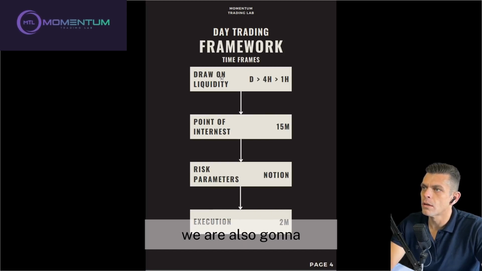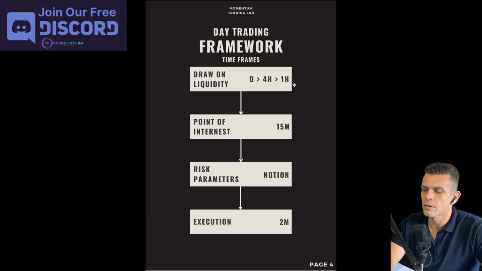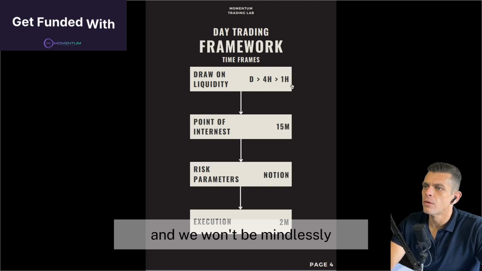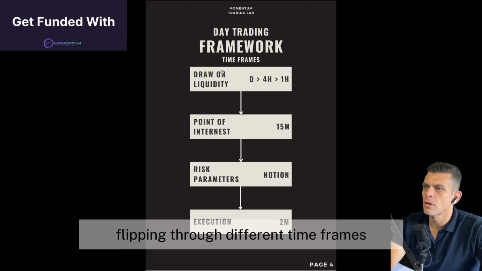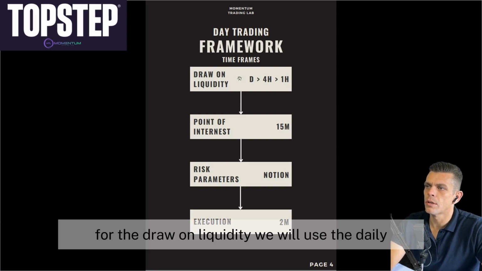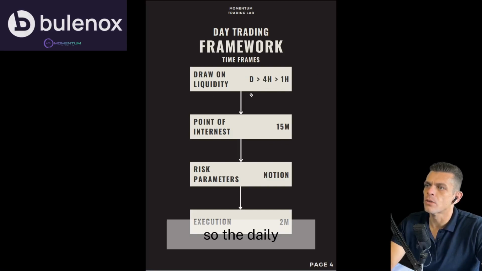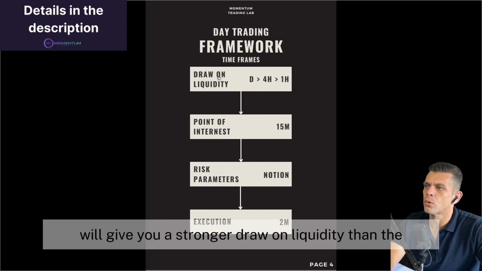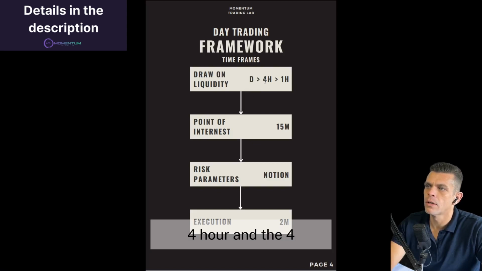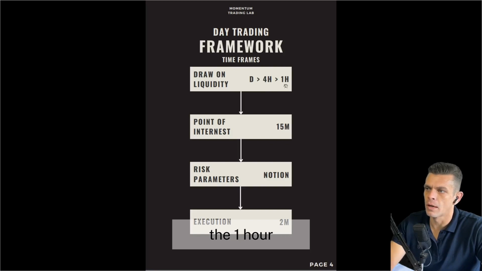We are also going to define the time frames that we are going to use. The time frames will be categorized, and we won't be mindlessly flipping through different time frames. Each time frame will have its purpose. For the draw on liquidity, we will use the daily, the 4-hour and the 1-hour chart, and this is in a hierarchy. The daily will give you a stronger draw on liquidity than the 4-hour, and the 4-hour will give you a stronger draw on liquidity than the 1-hour.